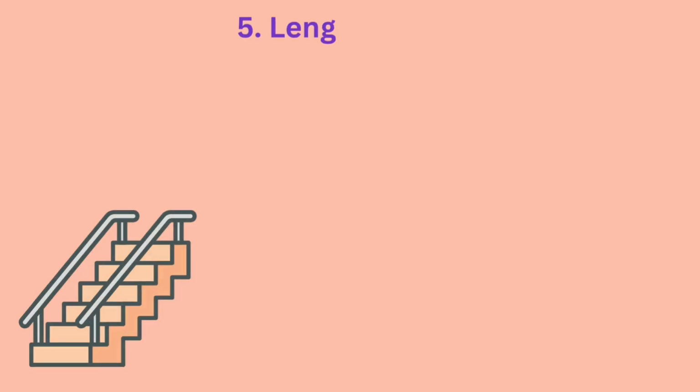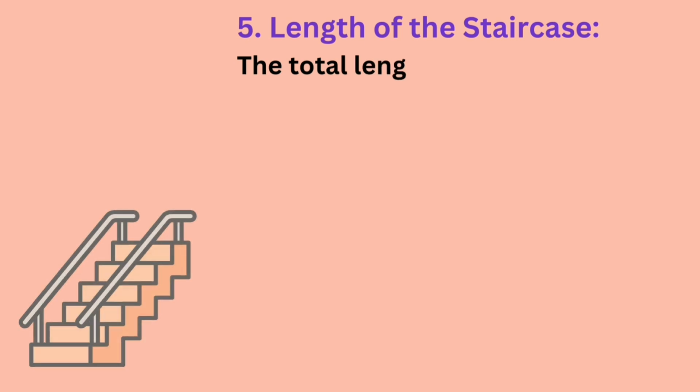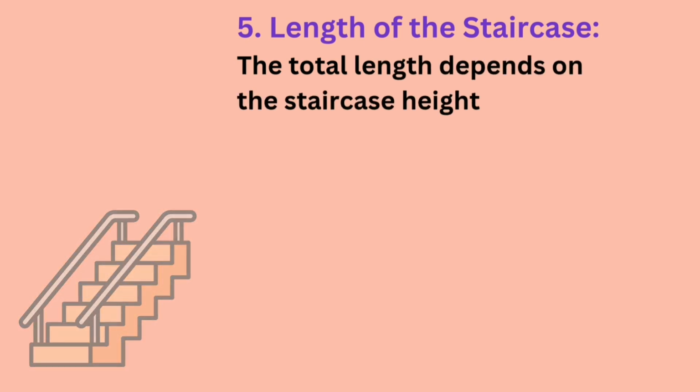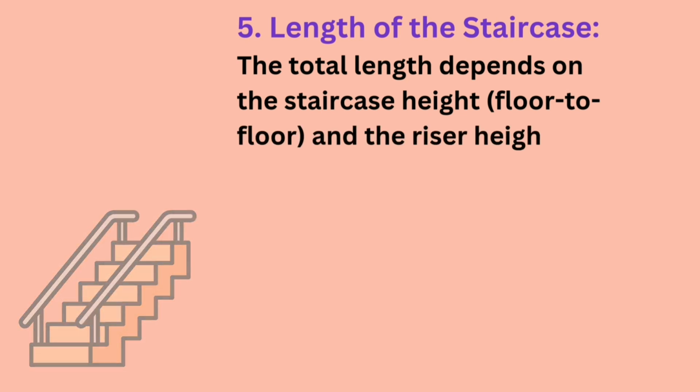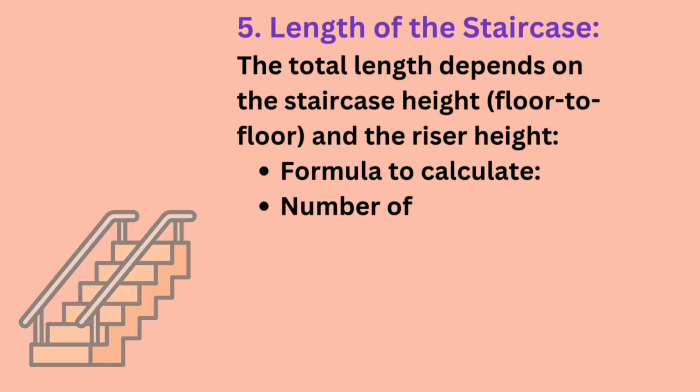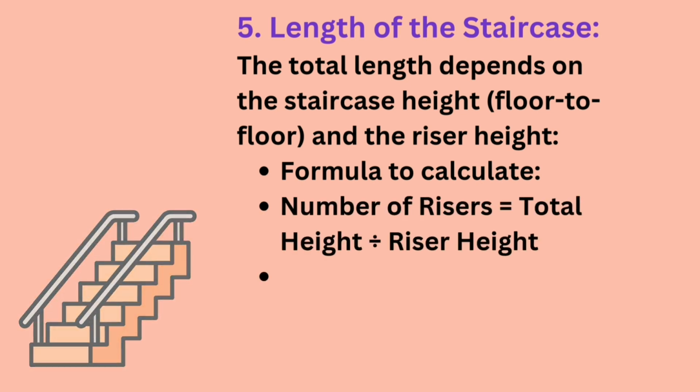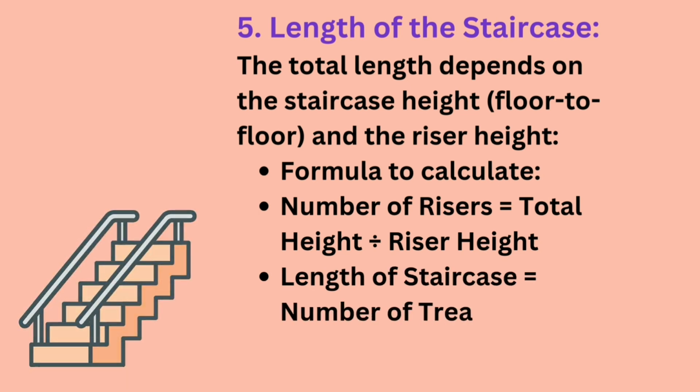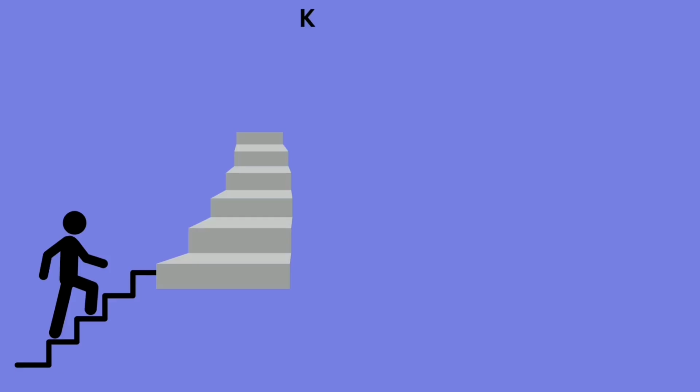Number 5 is the length of the staircase. The total length depends on the staircase height, floor to floor, and the riser height. Formula to calculate: number of risers is equal to total height divided by riser height, and length of the staircase is equal to number of treads multiplied by tread depth.